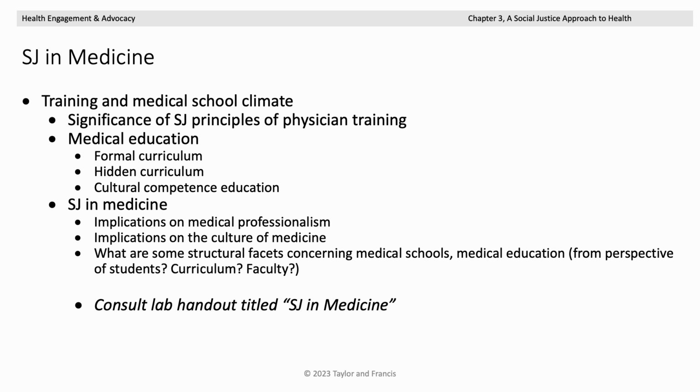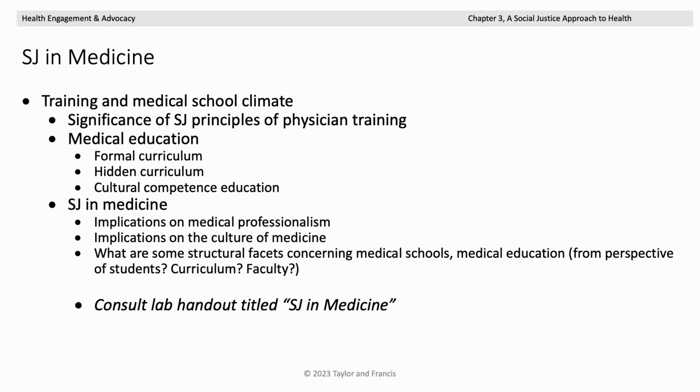Let's turn to how social justice operates inside medical training itself. This section is especially relevant for our nursing and health sciences students and an important context for communication students studying provider-patient interaction. Medical education operates on 2 levels. The formal curriculum, what's explicitly taught, including cultural competence education, and the hidden curriculum, meaning the implicit norms, hierarchies, and values that students absorb through the culture and climate of training, regardless of what's written in the syllabus.